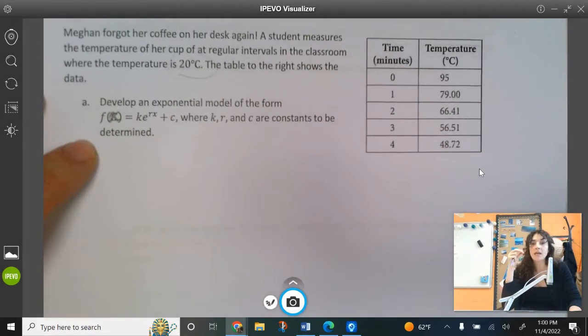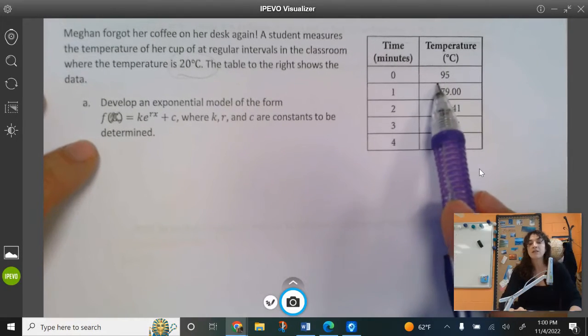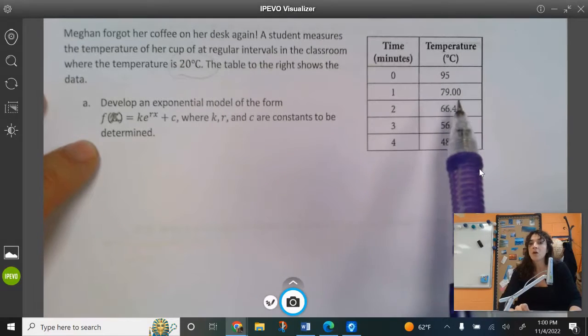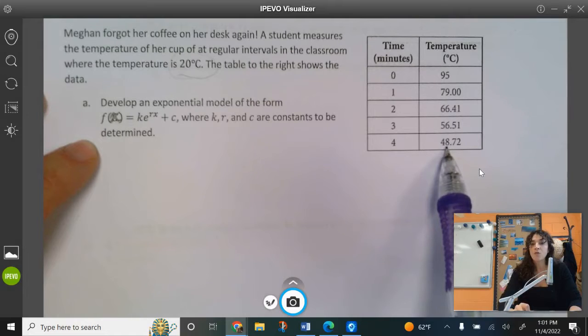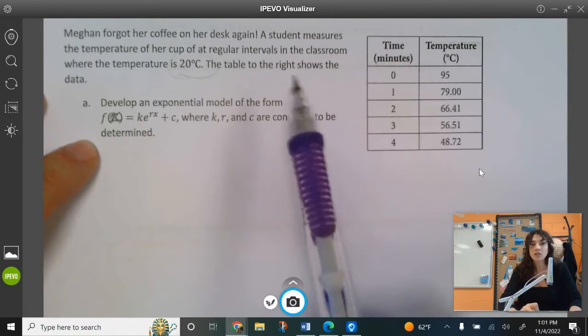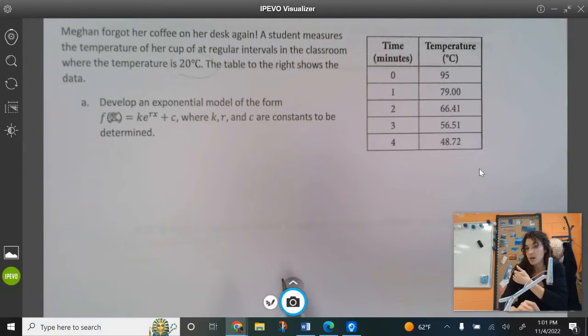So the moment that we are given information in an applications problem, we should pause and ground ourselves in the problem, right? Take a look. 95 degrees Celsius, that's a really hot cup of coffee. Okay, it made a pretty big jump down to 79, 66, 56, 48, and it keeps going down, but just not making as big of jumps. And we know eventually it's going to taper off, and we think, okay, the coffee is never going to get colder than 20 degrees.